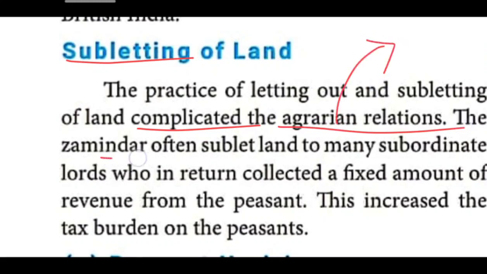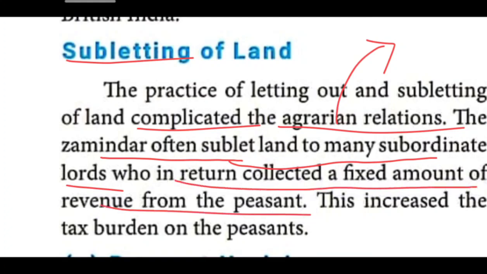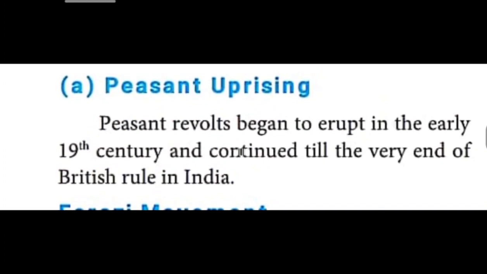The zamindar often, this is very, very important children, listen carefully, leased out the land to many subordinate lots. So the zamindar gave his land to many subordinate lots. Those lots were given to the peasants. From the peasants, they had to collect the revenue plus the amount for cultivation, everything they were doing. That amount as well as the tax amount they collected from the peasants, in return collecting a fixed amount of revenue. So this increased the tax burden on the peasants.